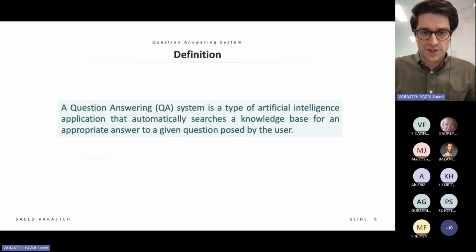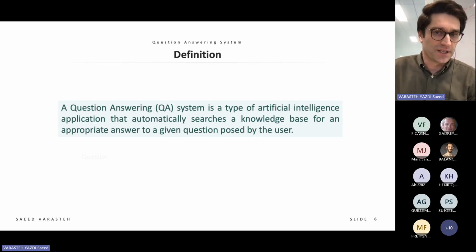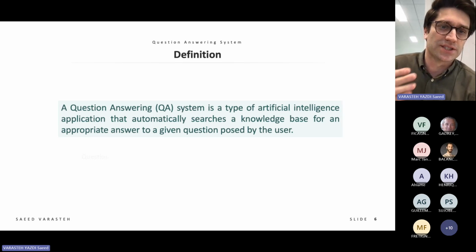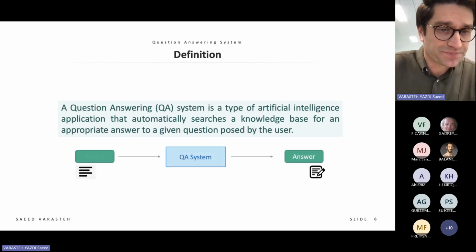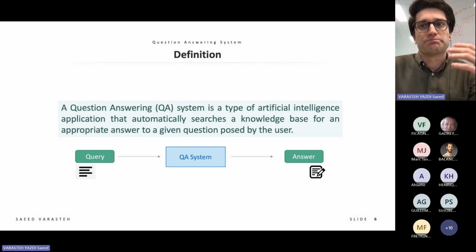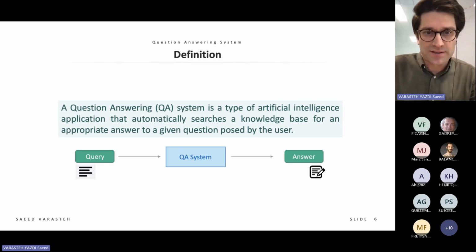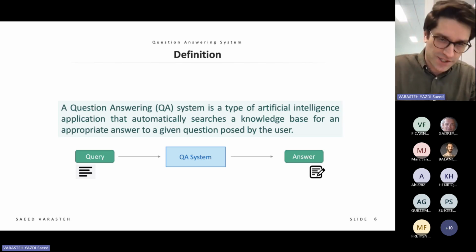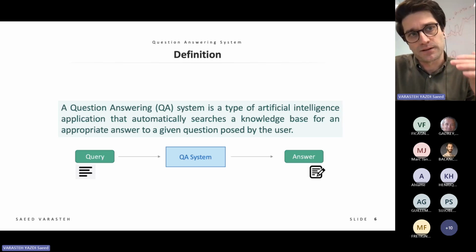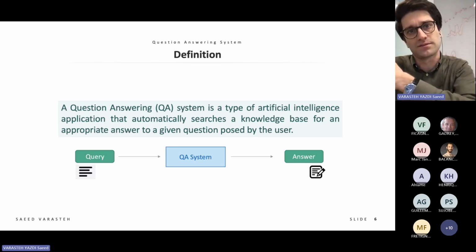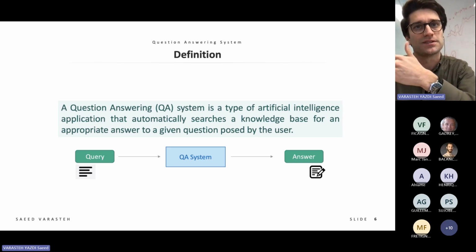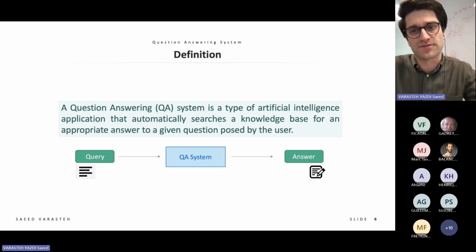So by definition, a question answering system is simply an application designed to answer user queries or user questions. You have all used these tools if you ever use a search engine, for example, like Google. You input your query, your question, and the system gives you a response in terms of a collection or a list of web pages.